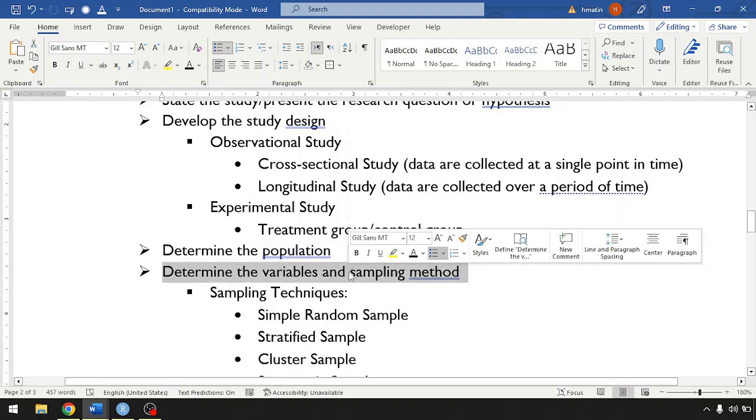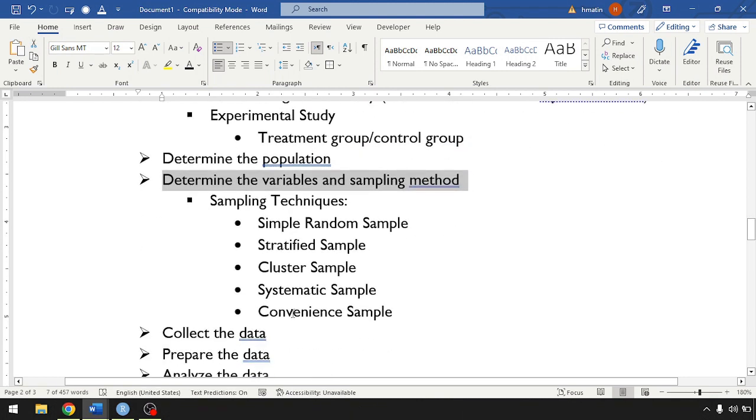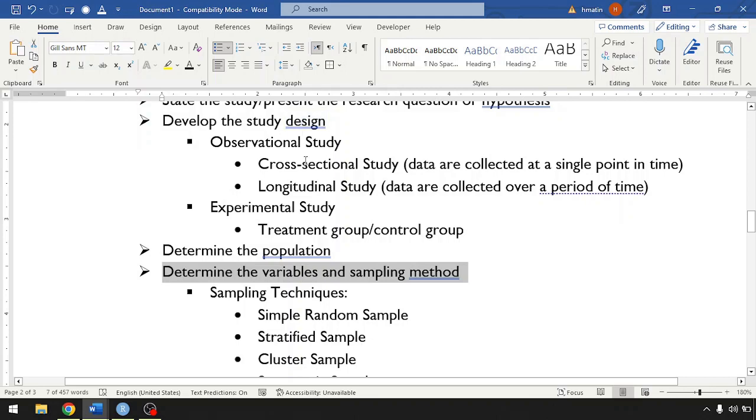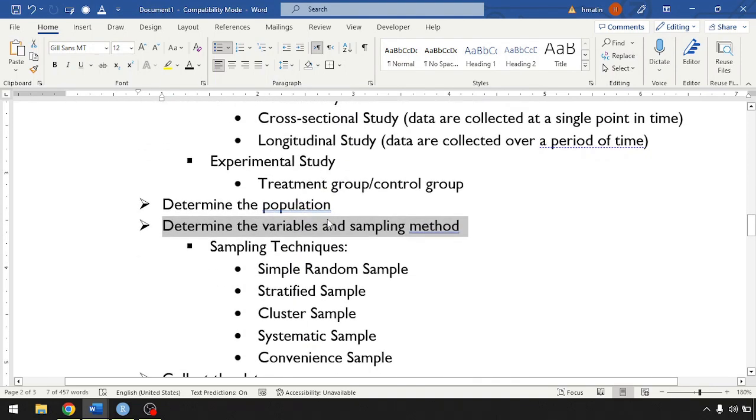The next one is determining the variables and sampling method. The variables and the sampling methods are important. You decide on the type of variables based on your study design and your research question or hypothesis, and then you decide on the sampling method based on the variable. Variables decide what type of samples and data need to be collected.